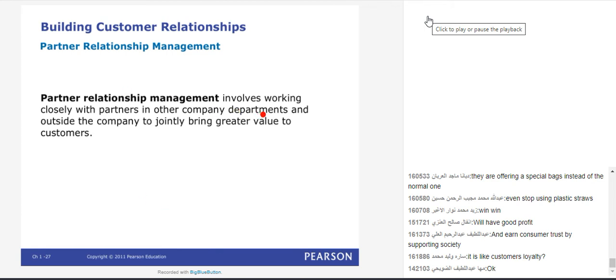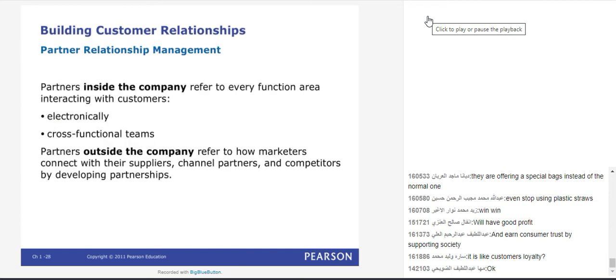Partner relationship management, we talked about it, involves working closely with partners in other company departments and outside the company to bring greater value to a customer. This is called partner relationship management. As I said, it means working closely with other company departments, inside or outside. We can know about this later.